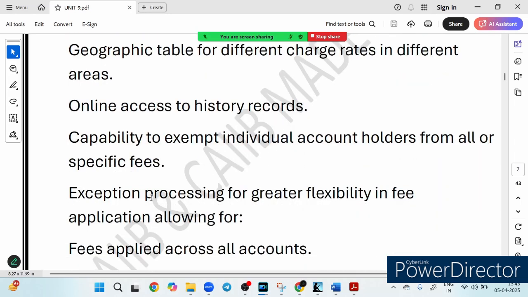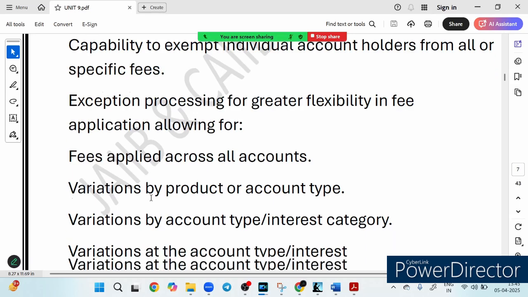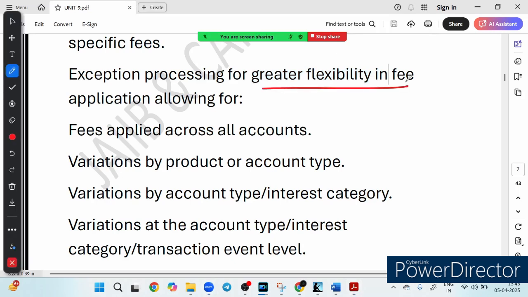And now there is the best part, that it is highly flexible. Let me show you: exception processing for greater flexibility. This is what we're talking about. High flexibility means the system is super flexible. A customer can be fully exempt from all the charges, or it can vary by product type, like a savings account or current account, or by account type, or even the type of transaction event, right?